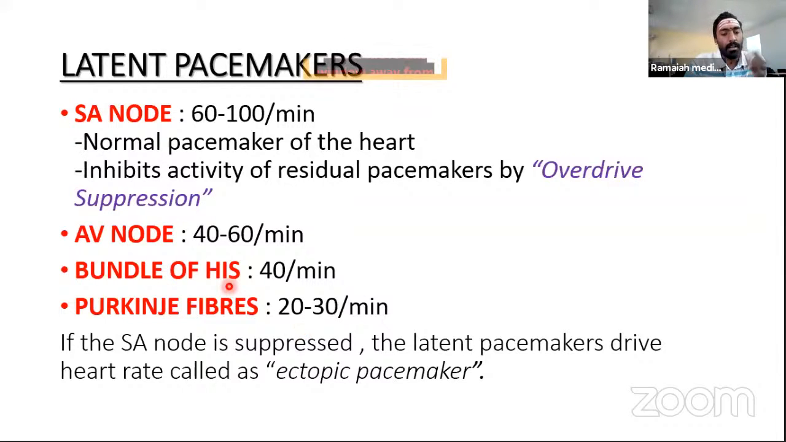Similarly with the ventricle, the intrinsic rate is supposed to be 20 to 40. I'm sure we all have heard of ventricular tachycardia, where the ventricle shoots at more than 100 beats per minute. That condition is important to remember because it is the abnormality. The normal ventricle is supposed to beat only at 20 to 30 beats per minute. Importance: if the SA node is suppressed, the subsequent pacemakers take over. The subsequent pacemaker that takes over is called the ectopic pacemaker.